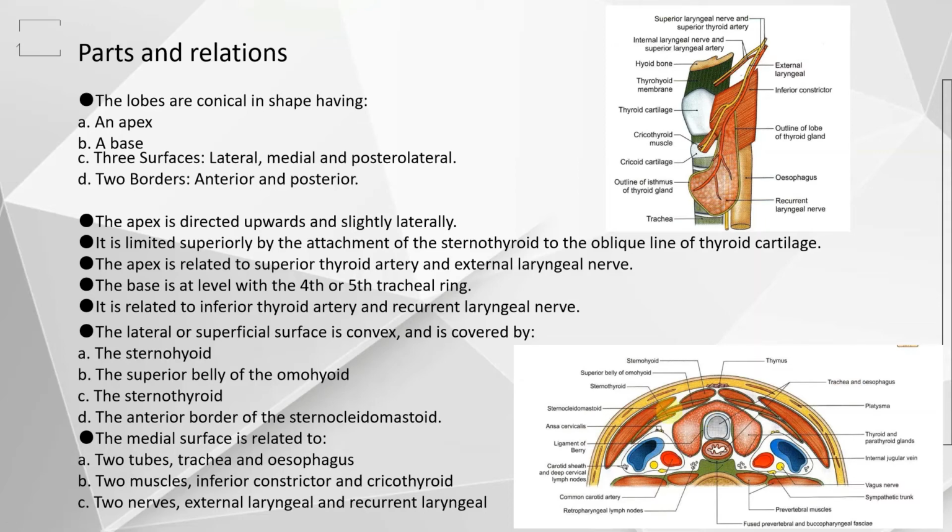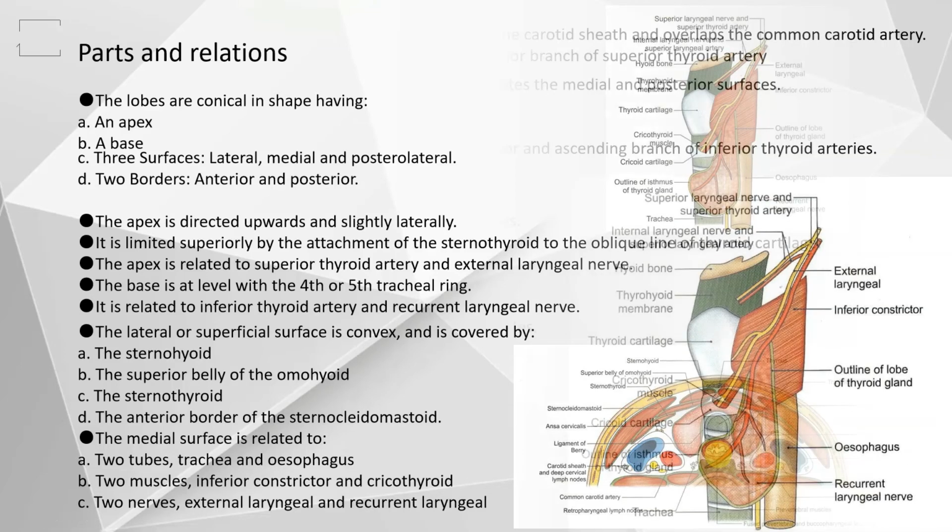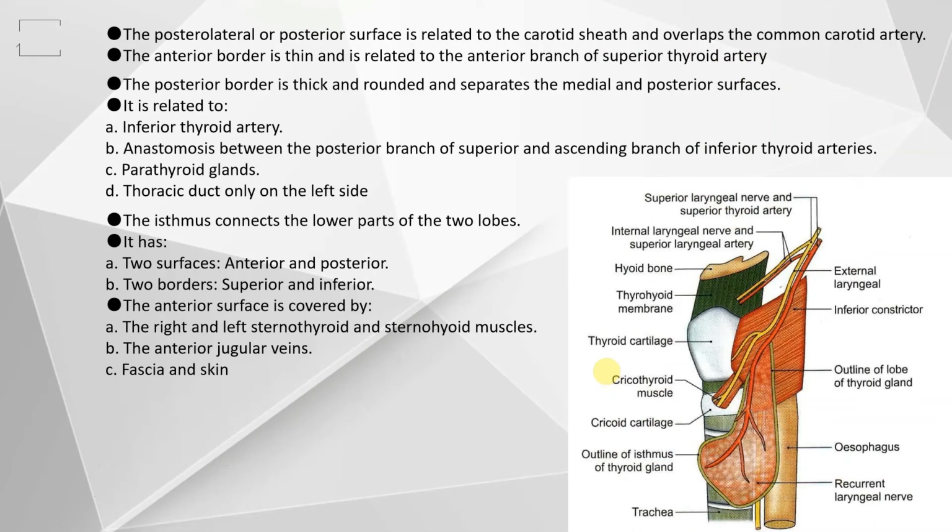The medial surface is related to two tubes which are trachea and esophagus, two muscles which are inferior constrictor and cricothyroid muscles, and two nerves which are external laryngeal and recurrent laryngeal. The posterolateral or posterior surface is related to the carotid sheath and overlaps the common carotid artery.